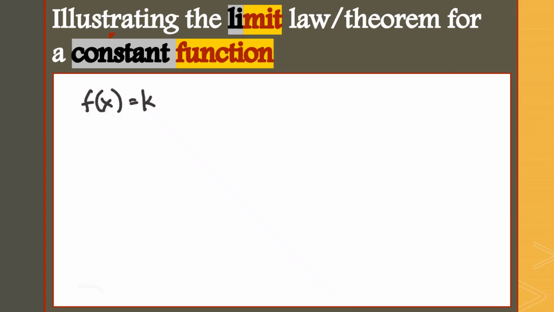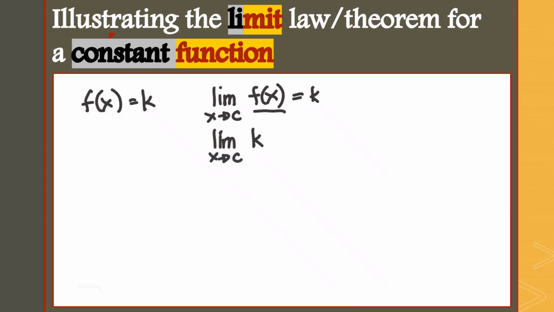Let's say, for example, we are going to solve for the limit of our function f of x as x approaches any number. The result will be the constant itself. Or of course, you could rewrite it in this manner: the limit of k, which is the function itself, as x approaches a certain c, is k itself.